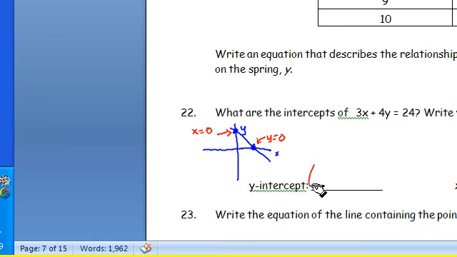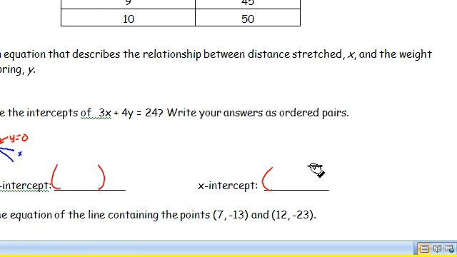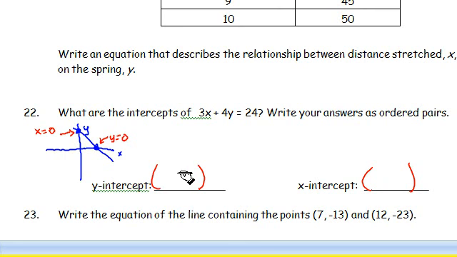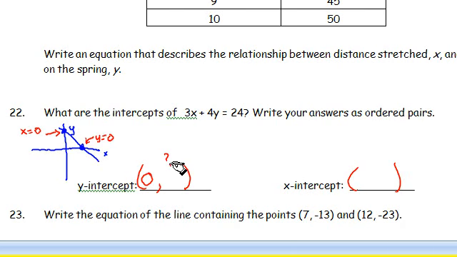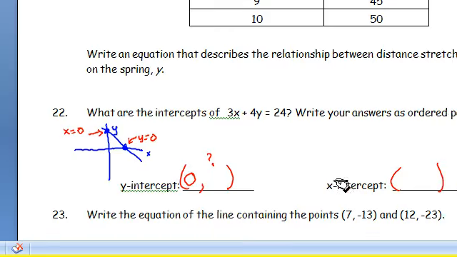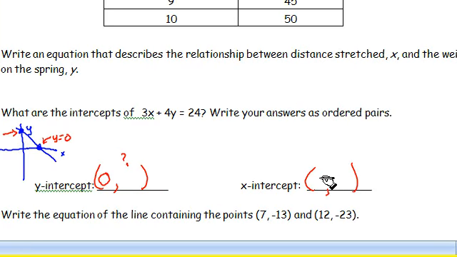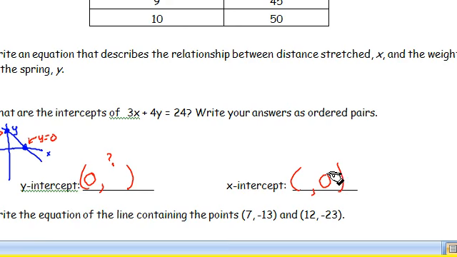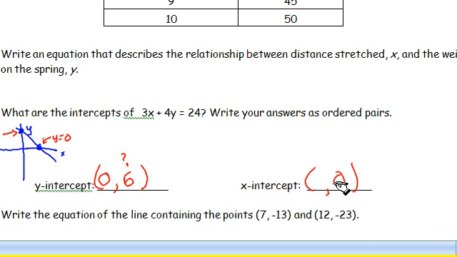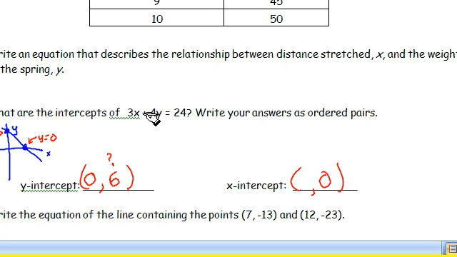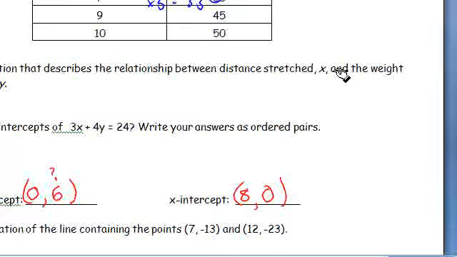So we use this information to find our x and y intercepts. Our y-intercept here, x is 0, so 0 comma question mark. And our x-intercept is when y equals 0. So we don't know what the x is, but we do know that y is equal to 0. So let's plug these in. When x equals 0, y equals 6. When y equals 0, x equals 8.